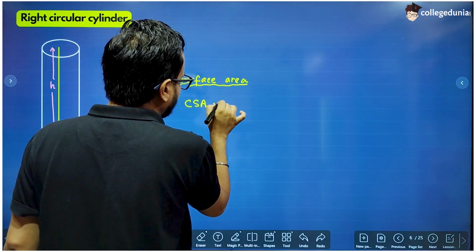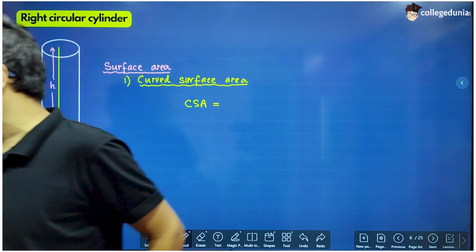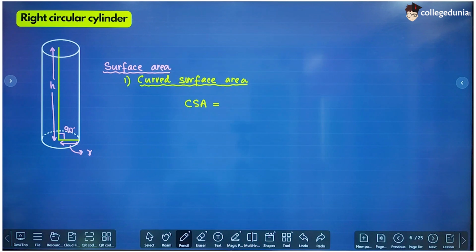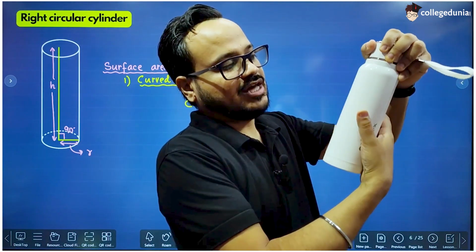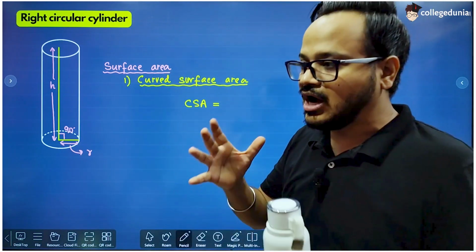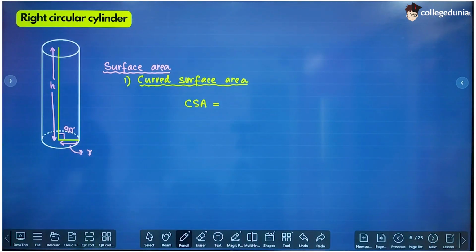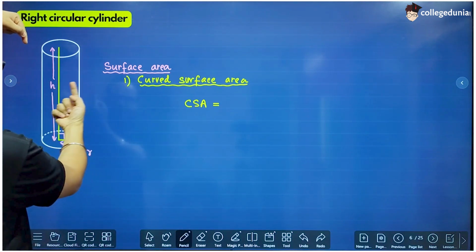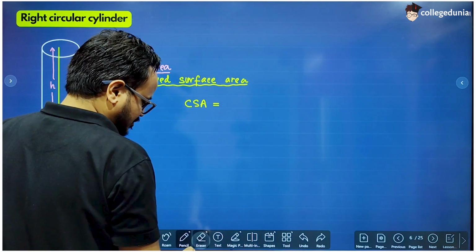Curved surface area, CSA, is what? So curved surface area is what? This is the curved part, right? The curved part. This is the curved part. So the curved surface area, and when we call the total surface area, which means the curved part plus the flat parts, right? So area of the curved part means area of this part. Curved surface area of the cylinder is 2 pi r into h.